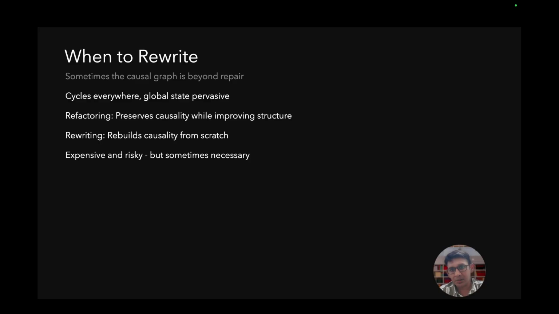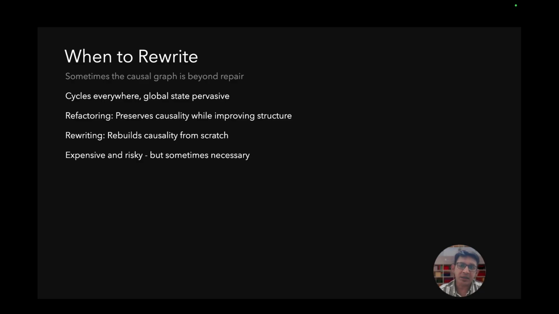Now, sometimes the causal graph is beyond repair. You've got cycles everywhere. You've got global state that is so pervasive that every function depends on everything. You have temporal dependencies so complex that nobody can predict behavior. This is when rewriting becomes justified. Not because the code is old or uses outdated technologies, but only because the causal structure is fundamentally broken and can't be incrementally fixed.